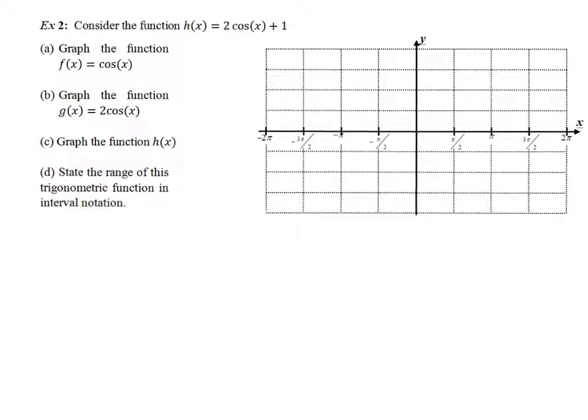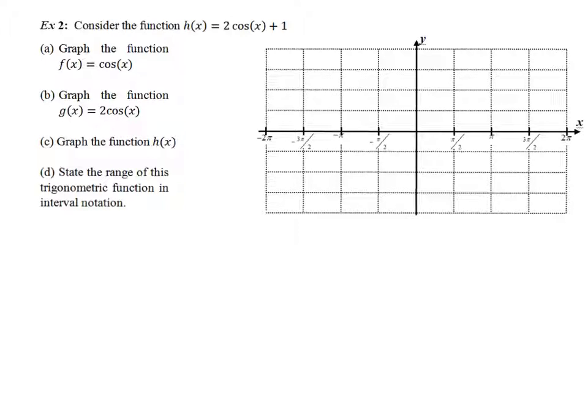Now let's look at example number 2. For example number 2, it says consider the function h of x equals 2 cosine of x plus 1. So we want to go step by step through obtaining the graph for h of x. Let's begin in part A by graphing our basic parent function f of x equals cosine of x. So take a moment and plot the function cosine of x.